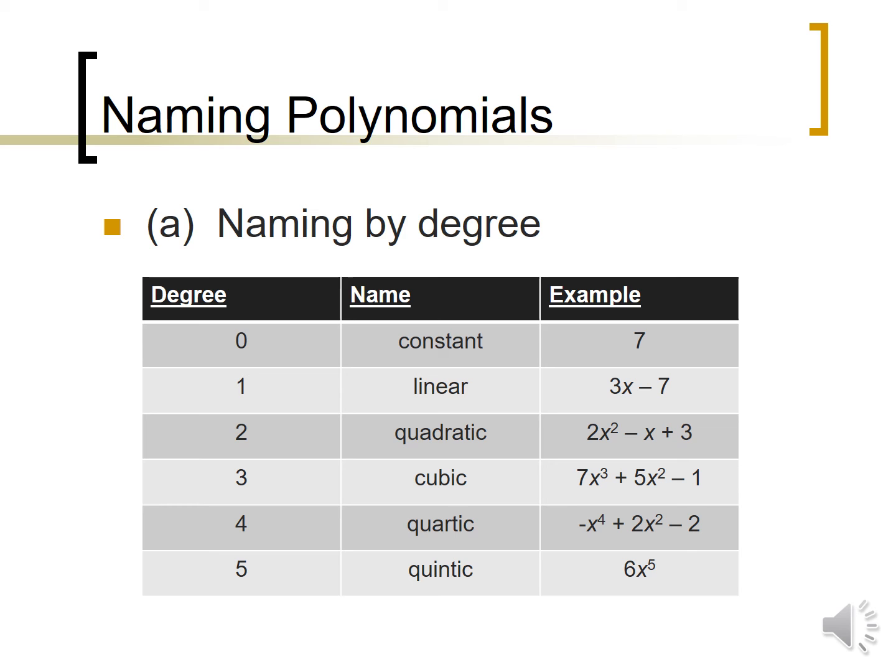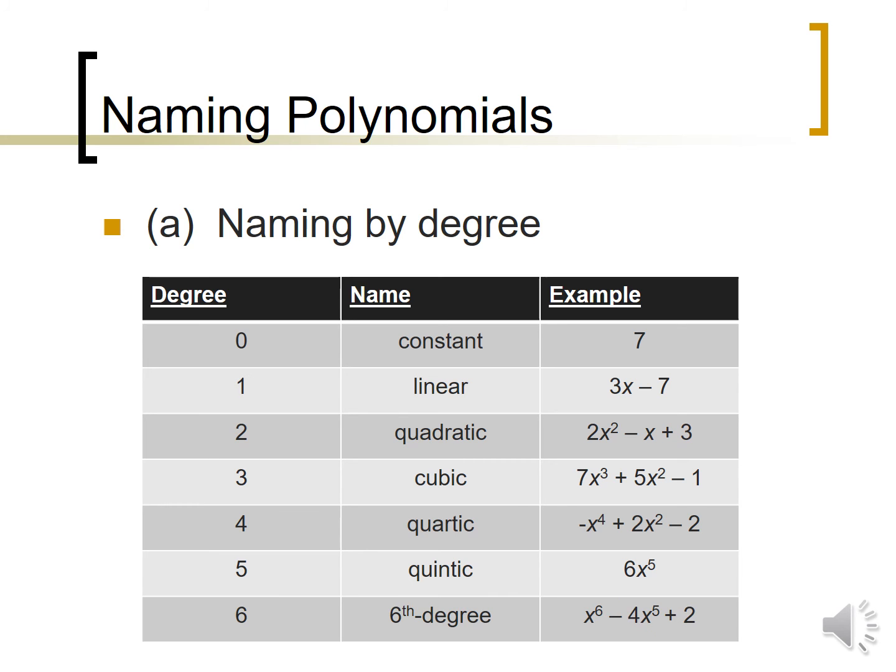And we're going to get one more in the chart. If the degree is 6, there is no special name. We call it a 6th degree polynomial. And we're going to do that for everything above 6. A 9th degree polynomial, a 12th degree polynomial, a 100th degree polynomial. I'm going to make the video pause so you can make sure this entire chart is in your notes.